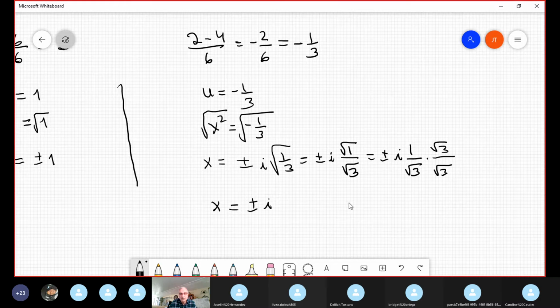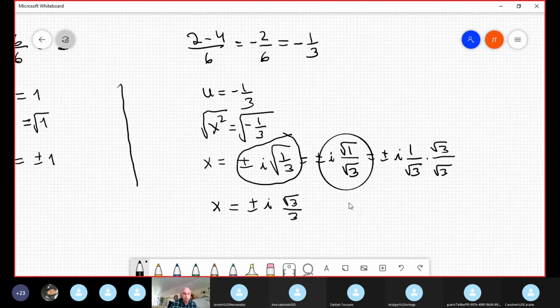1 times radical 3 is radical 3, and radical 3 times radical 3 is 3. Okay, this is super elegant. However, if you leave it like that in the test, it's acceptable, at least for me. So what is the final answer?